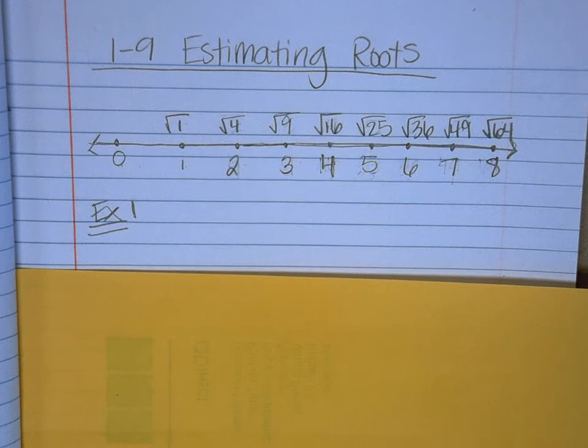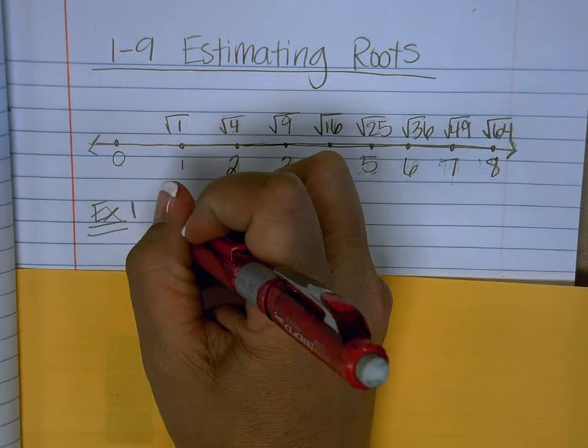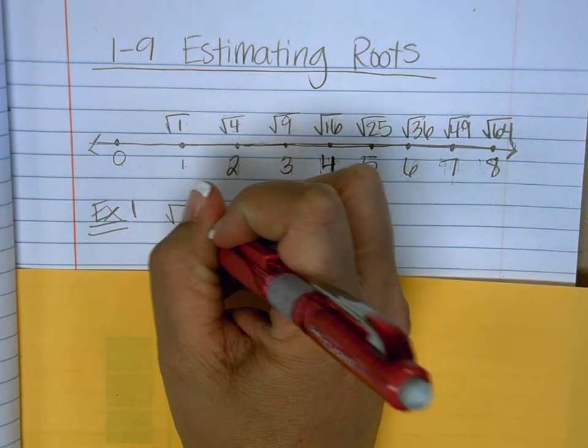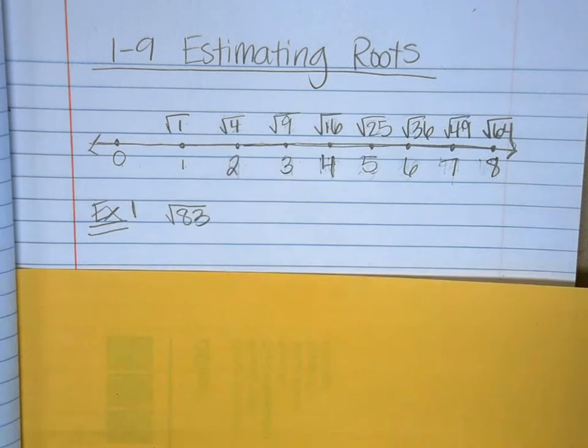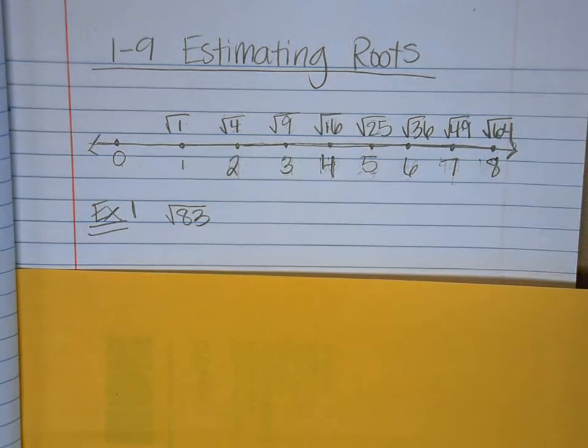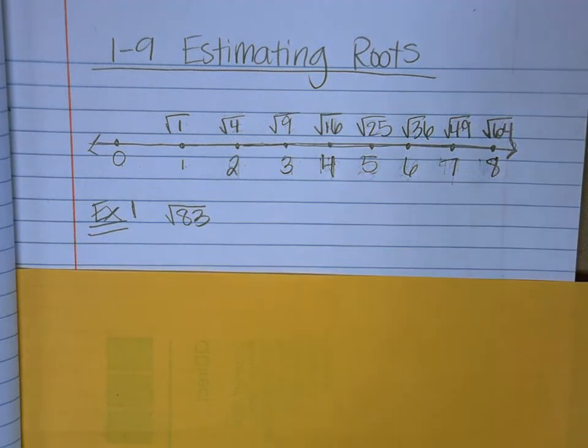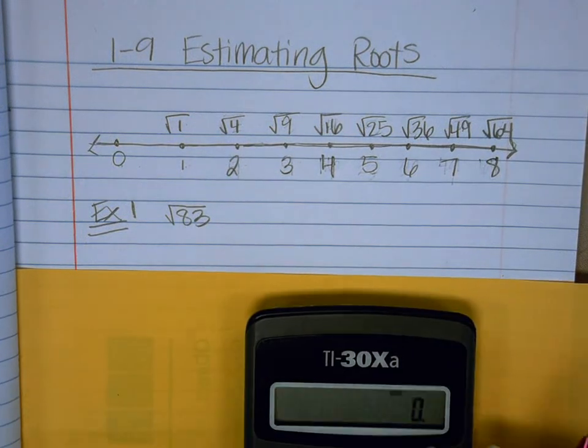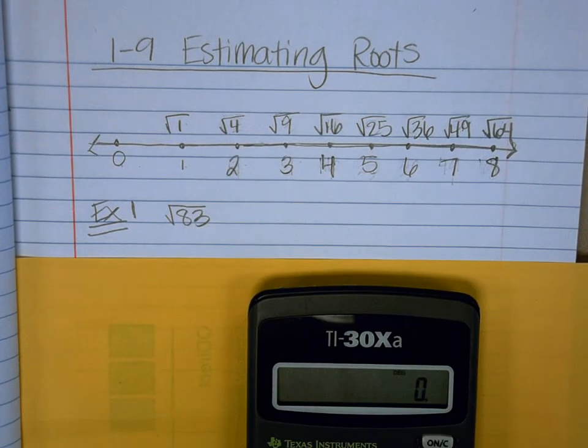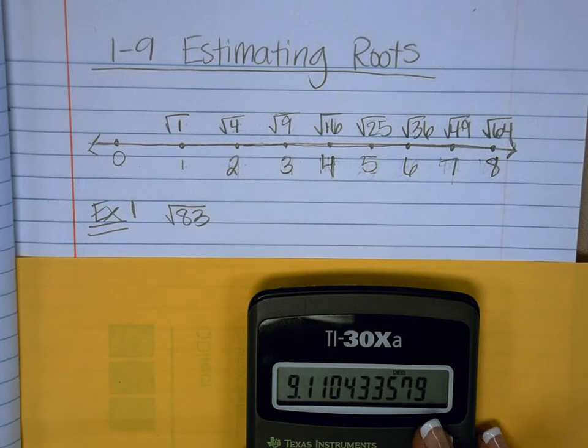Okay, so here's an example. Just say I want to know which whole number the square root of 83 is closest to. So the square root of 83, and this is what you do. You can look in your calculator, and you can actually square root it. And it works out to, let me see if I did it right, like 9.1 or something.